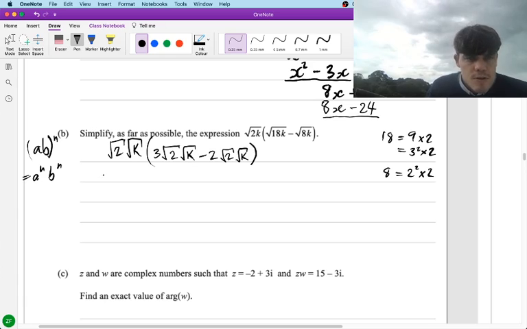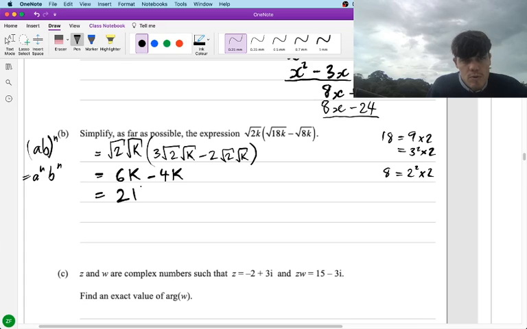Okay, so the next step, I should probably put an equal sign up here, is I'm just going to multiply out. Now when we do root 2 times root 2, that gets us a 2, and then 2 times 3 is 6. So it's going to be 6 square root k times square root k, which is just k. And then root 2 times root 2 gets us a 2 there. 2 times negative 2 is negative 4, and then root k times root k gets us another k. So we are left with 2k. Looks pretty simple to me.